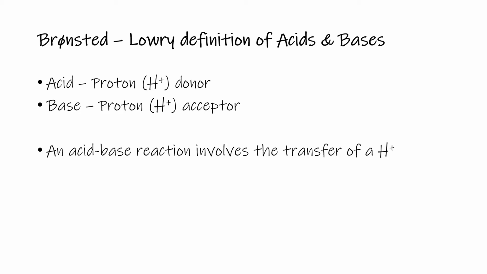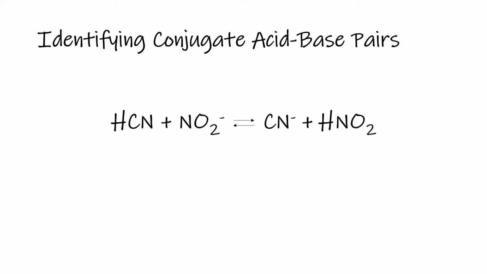And so you can have an acid-base reaction that involves the transfer of a hydrogen ion or a proton. And so we're going to look at what is going on with that proton, with that hydrogen ion. So when I say the word proton, think in your mind hydrogen ion and see where that hydrogen is going in the reaction. So let's get started with this example equation here. We have hydrocyanic acid reacting with the nitrite ion, and it produces cyanide ion and nitrous acid.